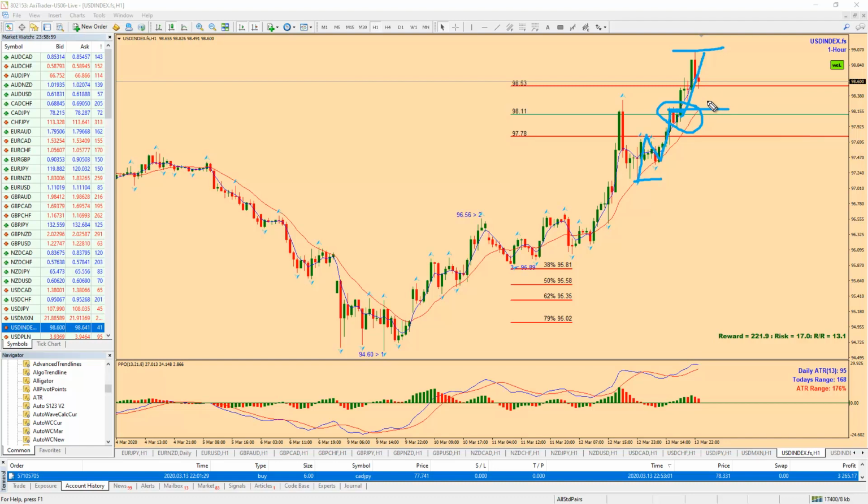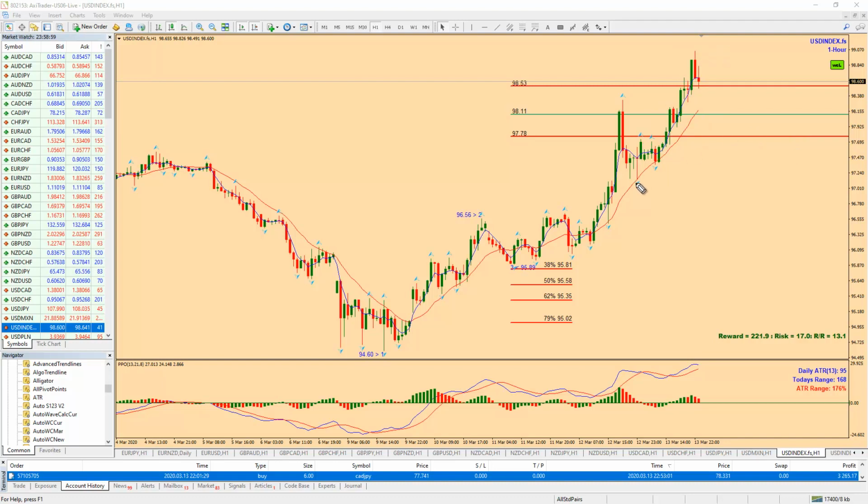So you can play any of the base pairs: Aussie, Euro, Bitcoin, GBP, New Zealand, even the gold against the US dollar. Okay, so since US dollar has strength, one of the best pairs would be the Euro US dollar, because that one is going to be doing the exact opposite.